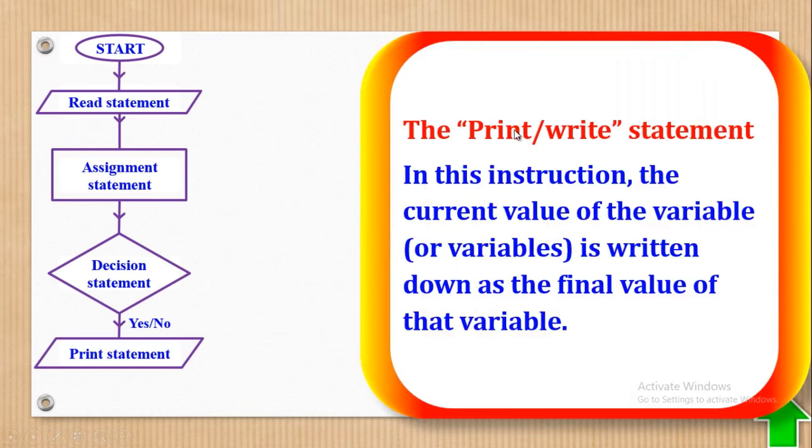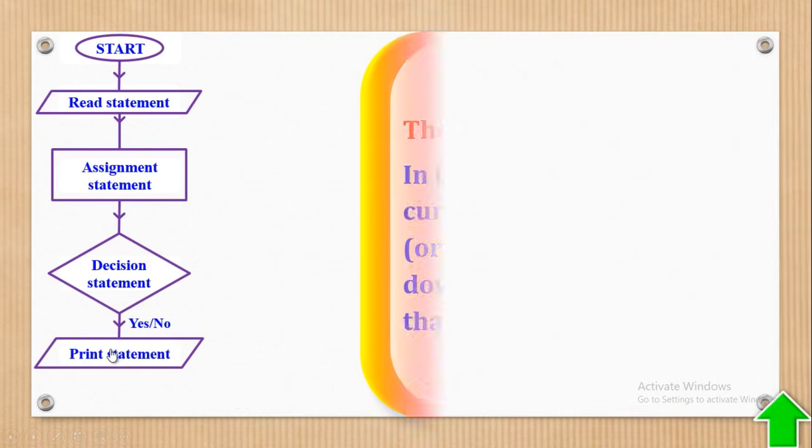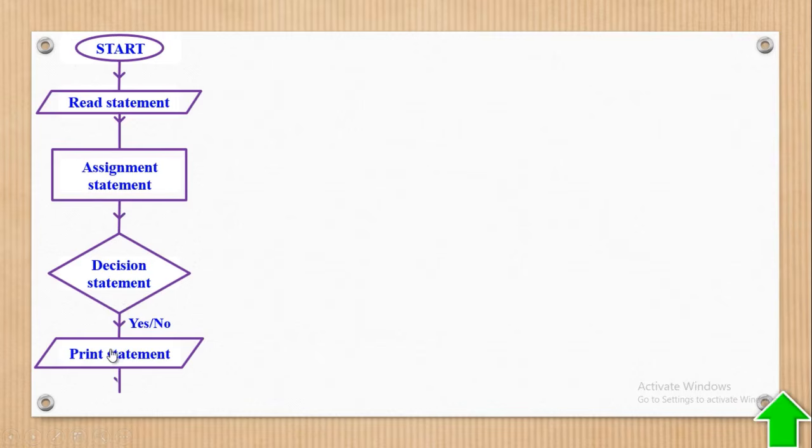The print statement is also known as the write statement, and in this instruction, the current value of the variable or variables is written down as the final value of that variable. So we shall see what all these ones mean in our worked examples. Now after printing, the next thing is to stop.